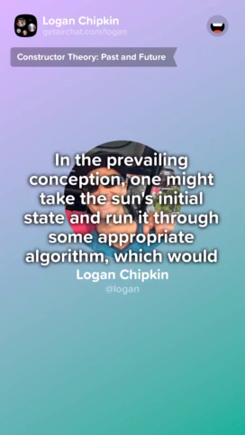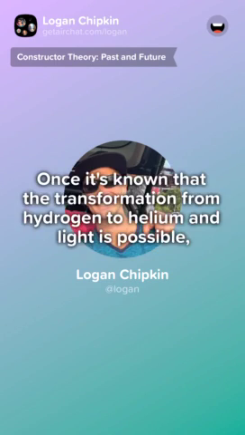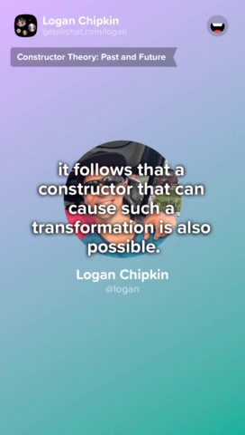In the prevailing conception, one might take the sun's initial state and run it through some appropriate algorithm, which would yield a prediction of the sun's ending once it has run out of fuel. In constructor theory, one instead expresses that the transformation of hydrogen into helium and light is possible. Once it's known that the transformation from hydrogen to helium and light is possible, it follows that a constructor that can cause such a transformation is also possible.